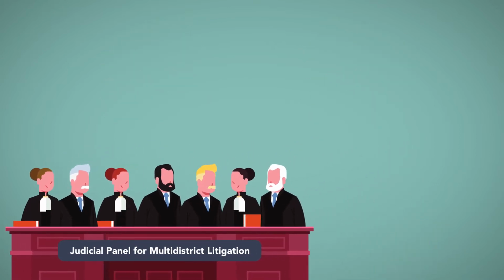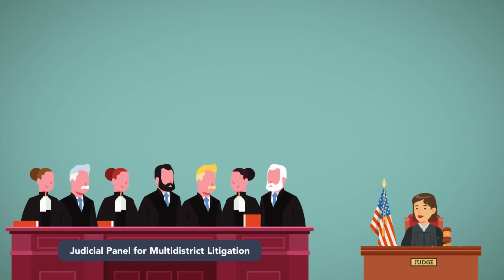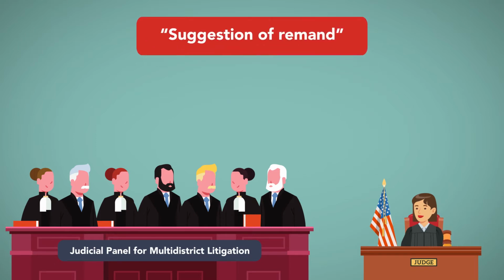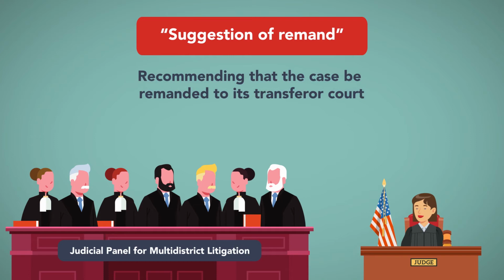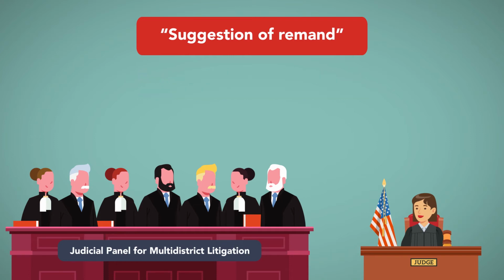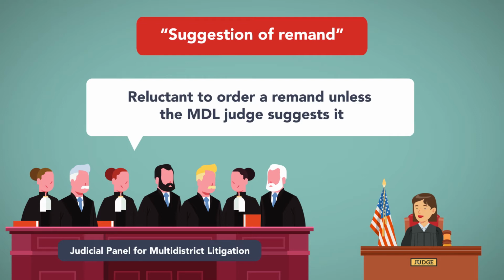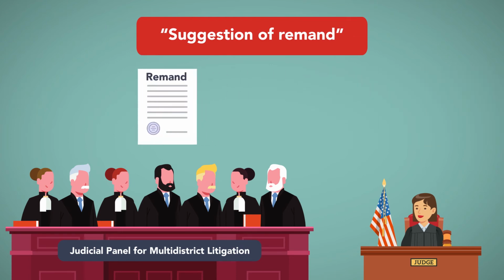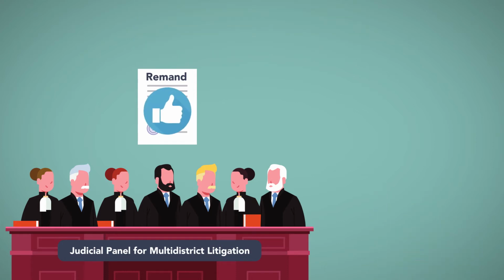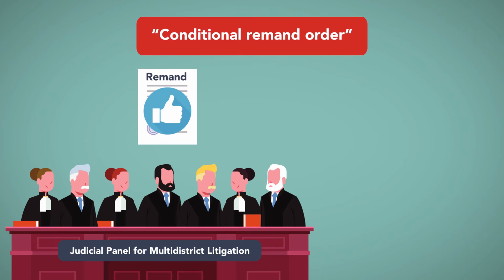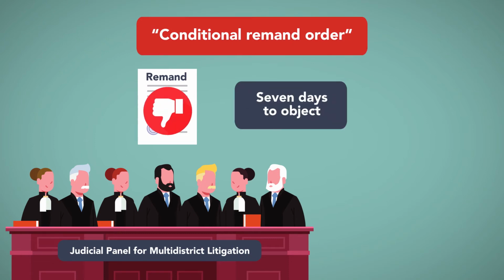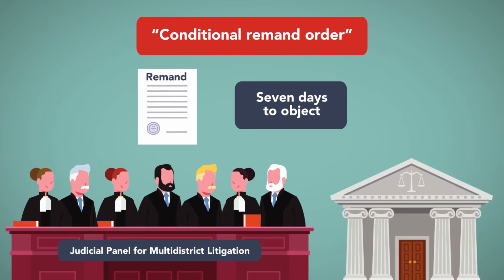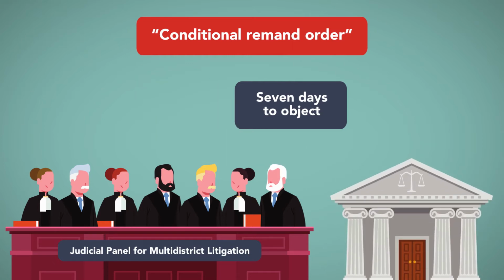When a constituent MDL case is ready for trial, a party may request that the MDL judge file a suggestion of remand with the panel recommending that the case be remanded to its transferor court. The panel's rules state that the panel is reluctant to order a remand unless the MDL judge suggests it. Still, the panel may go over the head of the MDL judge and order remand if justified by the parties' requests. When the panel accepts the request for remand, it files a conditional remand order which gives interested parties 7 days in which to object to such remand. After the 7 days, the case will be transferred back to the original court in which it was filed.